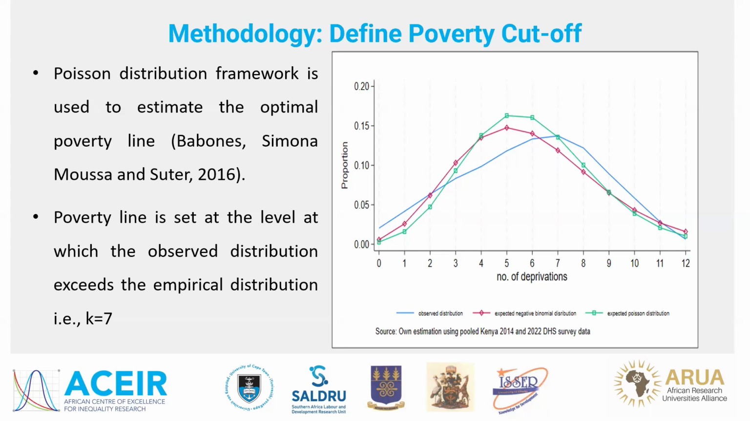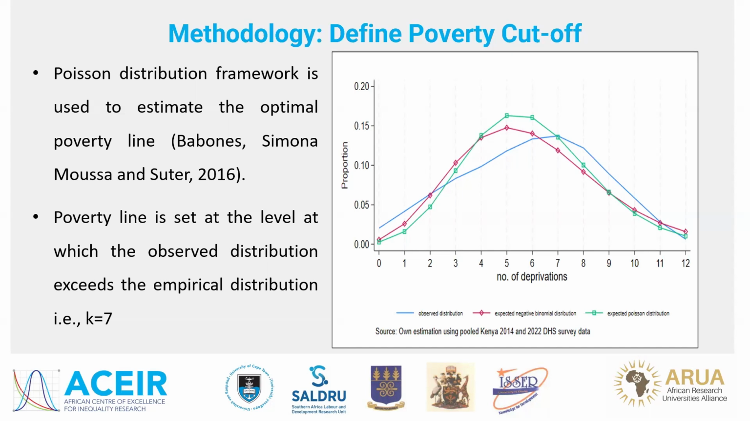So you have your observed distribution. The observed distribution is the proportion of people who are deprived of whatever number of indicators. That is the blue line. Then for the Poisson and the negative binomial distribution, you predict a distribution given the mean number of deprivations that you have. For our case, the mean was approximately 5.9, and it depends on the mean and the variance. The variance is approximately 7 point something.